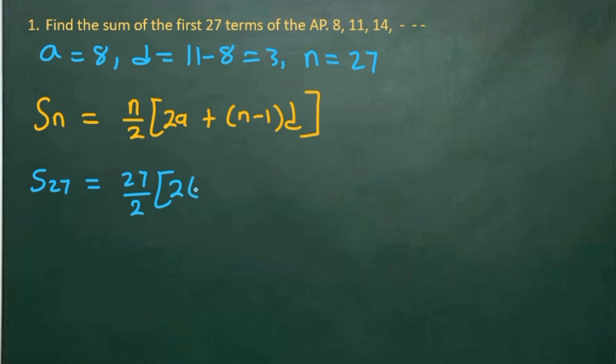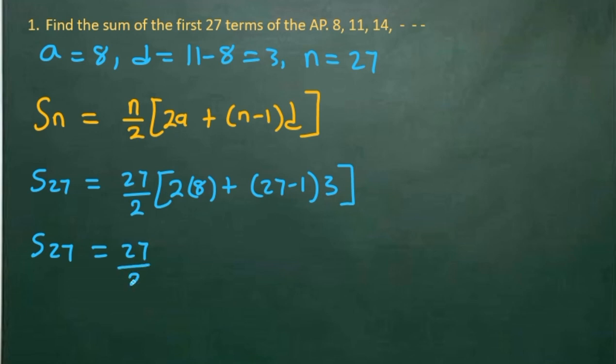The first term here is 8 plus 27 minus 1 times 3. So let's go ahead and simplify this. So this will give us 27 divided by 2, and 8 times 2 is 16, plus 27 minus 1 is 26. So we are going to have 26 times 3.